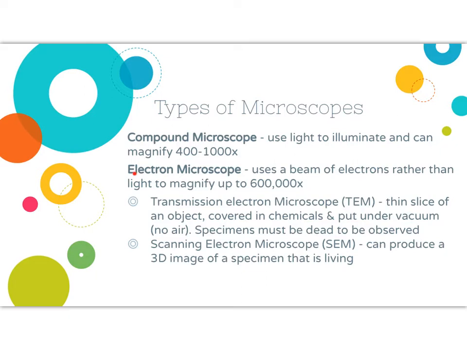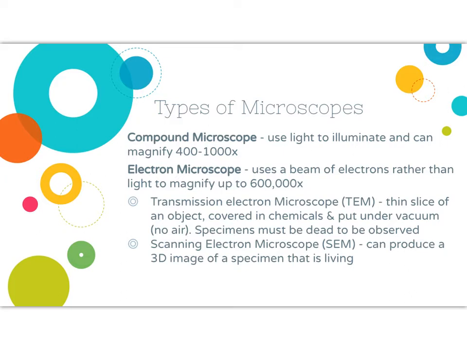The electron microscope is pretty heavy duty. We would not have access to these in school. These use a beam of electrons rather than light to magnify up to 600,000 times. So we can see individual cells. We can even sometimes see the bumps on, like, a sheet of gold. You could see bumps on it denoting different atoms of gold.